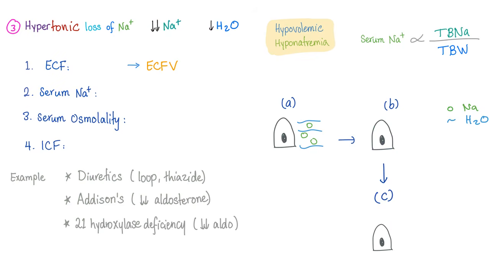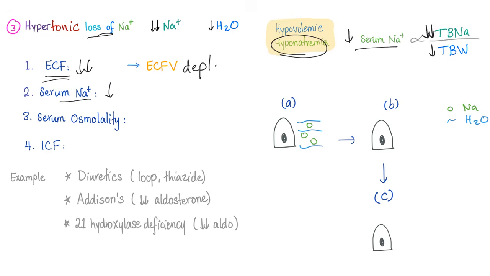Hypertonic loss of sodium will lead to loss of a greater amount of sodium than water. Let's use the silver equation. We lost more sodium than water. What will happen to the serum sodium? It's going to be low. This is called hyponatremia. What will happen to the ECF when you lose a fluid? It's going to contract. ECF volume depletion. Serum sodium decreased. Serum osmolality, of course, decreased.